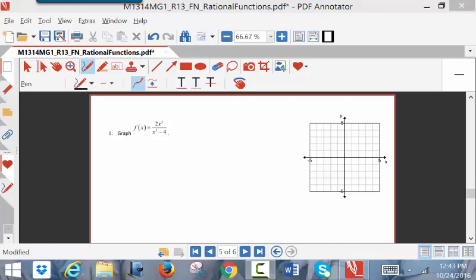All right, so we're going to continue talking about rational functions. We have another example here of a rational function. We're going to go through the step procedure of first finding the vertical asymptotes and then horizontal or oblique, and carry on from there.